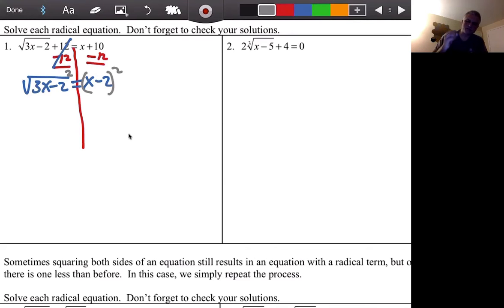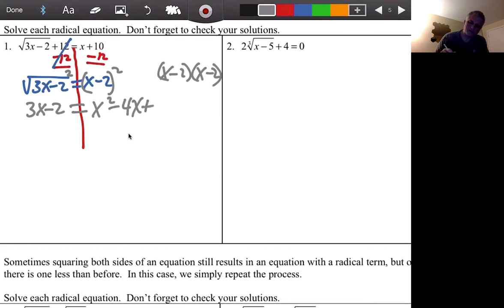Okay. So if I square the square root, this side's always easy. I just take the square root off. (x - 2), all squared. Common math mistake is to say x squared - 4 or x squared + 4. Because remember, (x - 2) squared means (x - 2) times itself. You need to FOIL it out, and you will get x squared - 2x - 2x, which is -4x. And then -2 times -2 is +4.